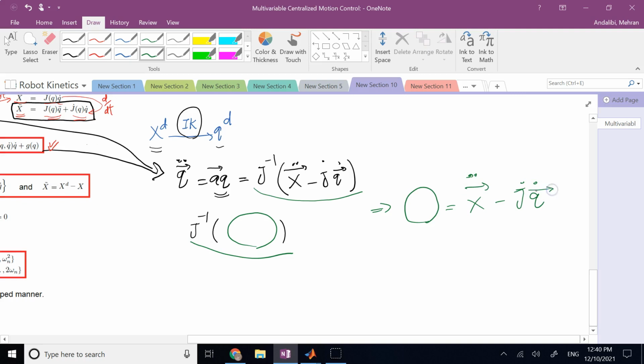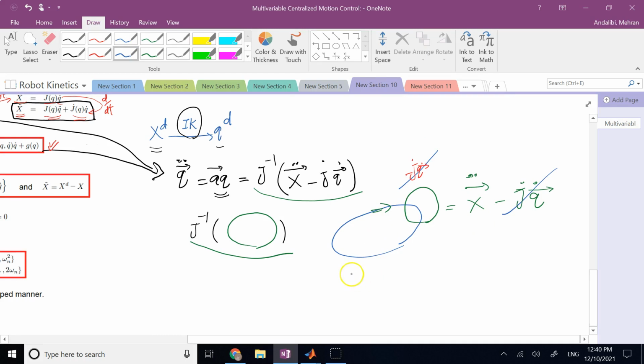Correct? Now, what do I want to choose inside this? Well, I definitely do not want this term J dot Q dot to get in the way of a simple PD control. So whatever I include in here, I also include negative J dot Q dot in it. So these two terms would cancel. If I do that, what is going to be the rest of it?